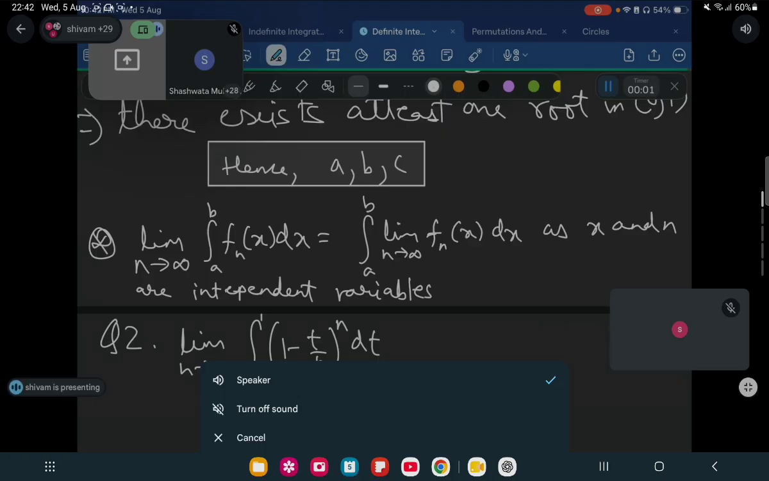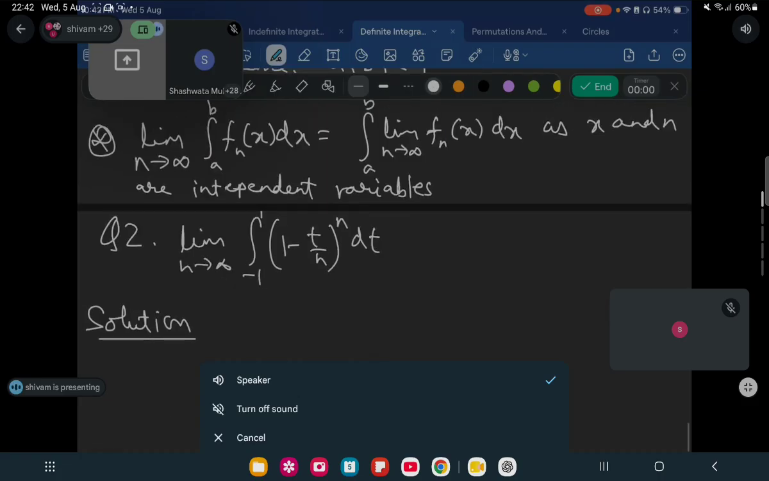Okay, let me start, everyone. So see, first of all, we take the limit or we find out the integral. Best way over here, we have to take the limit first. So we'll get integral from minus 1 to 1, limit n tends to infinity, 1 minus t by n whole to the power n dt. Wait, let me check.